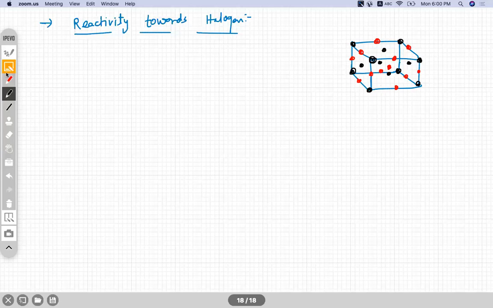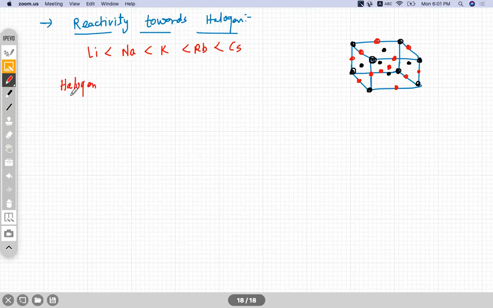Reactivity towards halogen, if you see, increases down the group, because again ionization energy decreases. So for alkali metals, the reactivity order is this. If you talk about the halogens, the reactivity of fluorine is maximum towards any one of the alkali metals: F2, Cl2, Br2, I2.